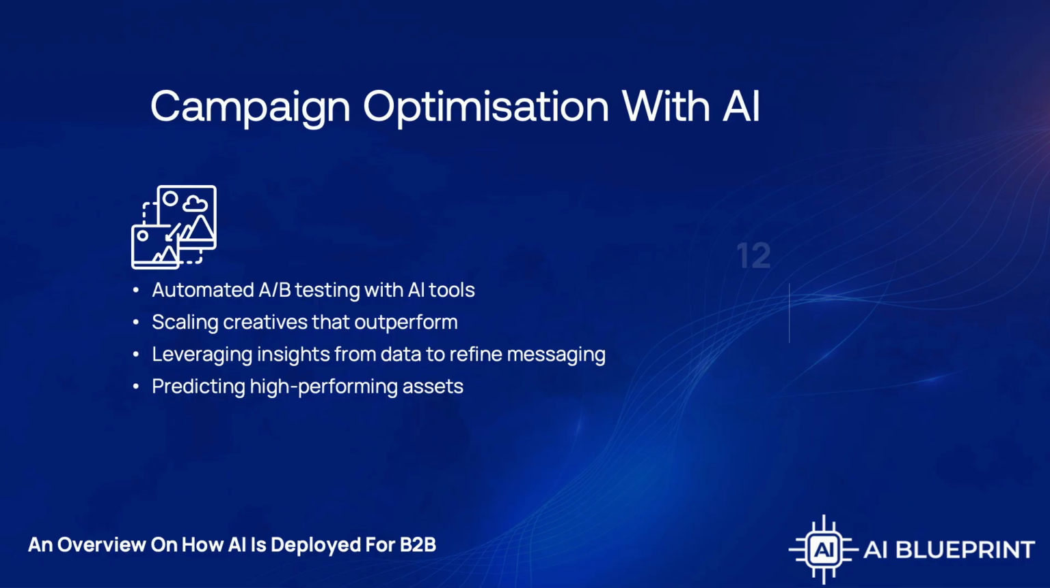We need to automate A/B testing with AI tools so we can scale creatives that outperform. We leverage insights from data to refine messaging, and we'll predict high performance assets. So what we're really going to do is sit and say, right, this is doing really well, and we can see it's doing really well because the data tells us it's doing really well. We then scale that.